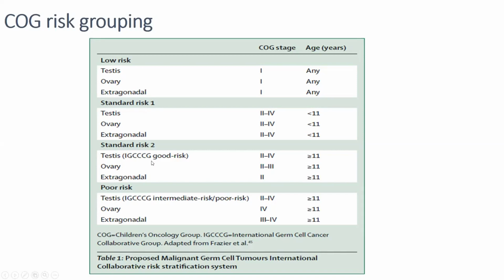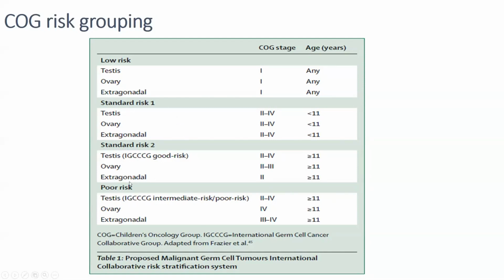In standard risk or intermediate risk, it has been seen that chemotherapy leads to cure in approximately 80 to 90% of these patients. So they are doing studies to see if we can reduce the number of cycles of chemotherapy or the dose of chemotherapy to reduce the side effects of the treatment, because otherwise the outcome in this group is good.